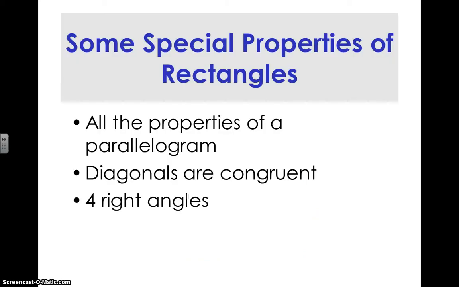The special properties of a rectangle are that first, they have all the properties of a parallelogram, and then also the diagonals are congruent, and it has four right angles. I think that's very self-explanatory. Again, remember, you can pause the video to make sure that you get the notes down.